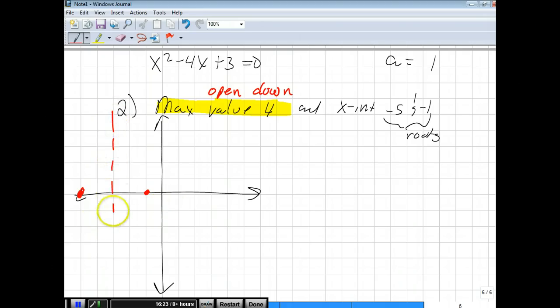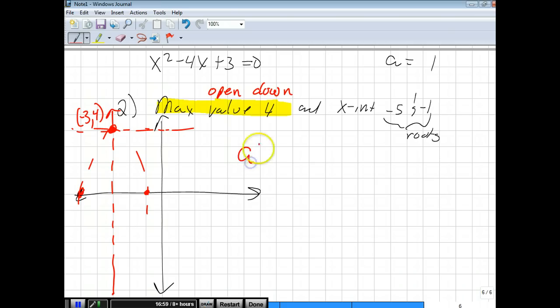So this is the axis of symmetry. The max value is 4. So they intersect right here, so that's my vertex. So where the max value and the axis of symmetry intersect, that is your vertex. So that's 1, 2, 3. So this is -3, +4. And this opens down. So I know that my A value should be a negative number.